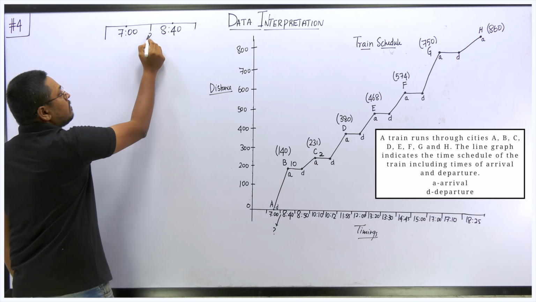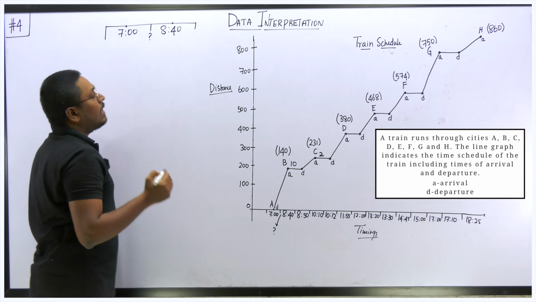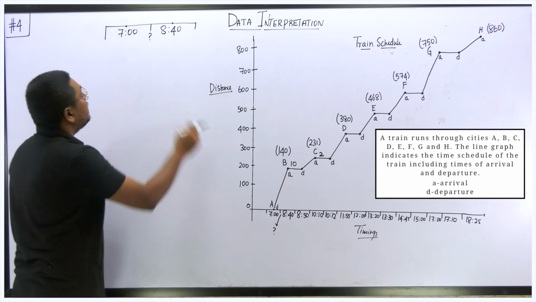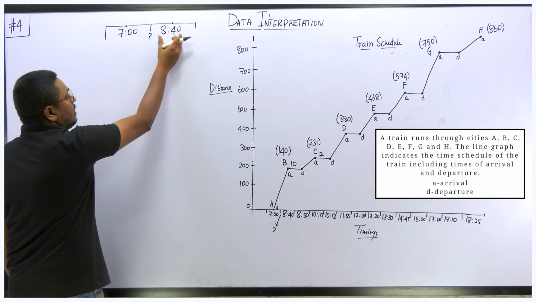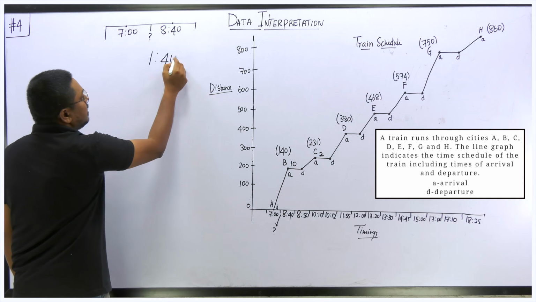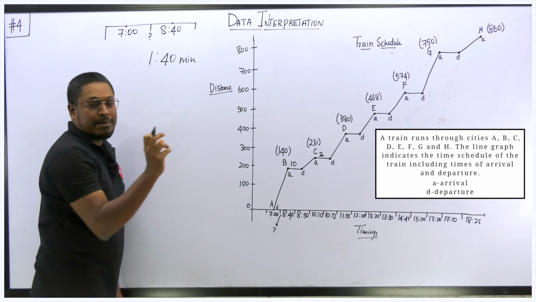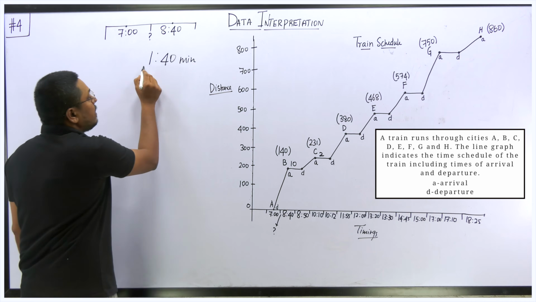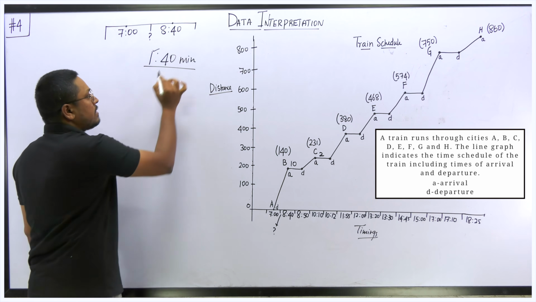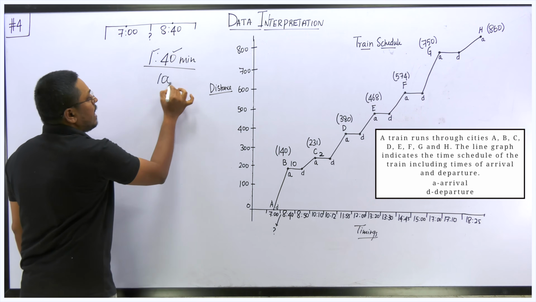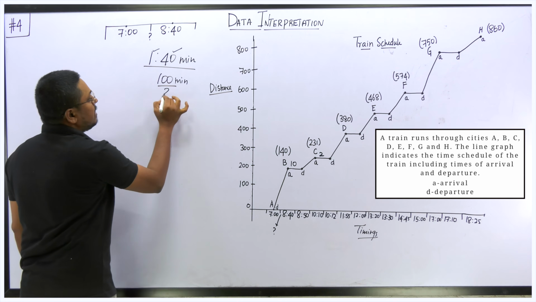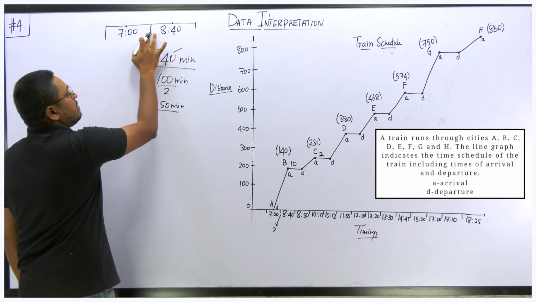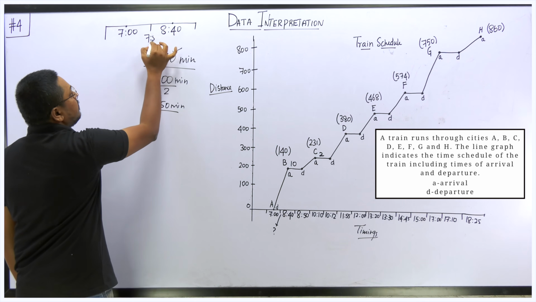Then what about this value? What is the timing of this point? Can you guess what the time will be? What is the difference here? 7 o'clock to 8:40 is 1 hour 40 minutes. So the difference between these two points is 1 hour 40 minutes. 1 hour is 60 minutes, so 60 plus 40 is 100 minutes. 100 minutes divided by 2 is 50 minutes. So this center point will be 50 minutes, which means the center point will be 7:50.